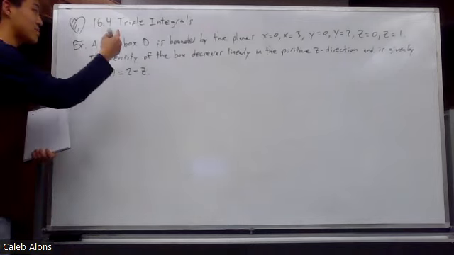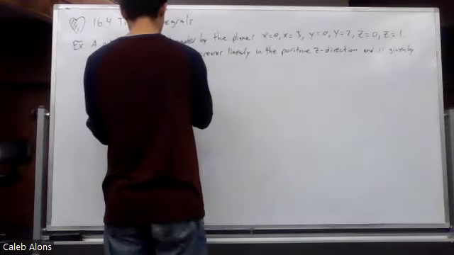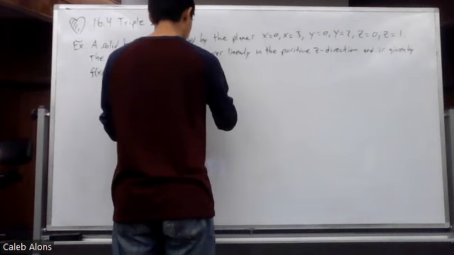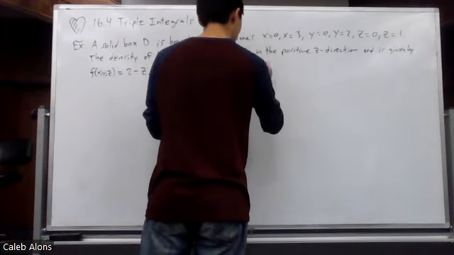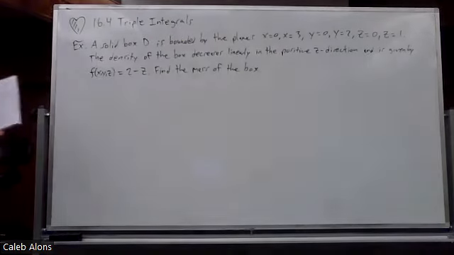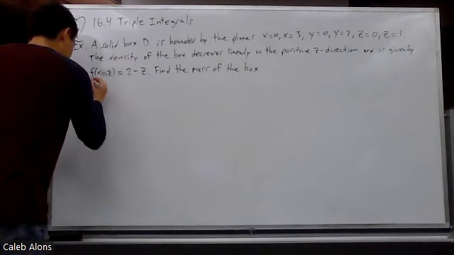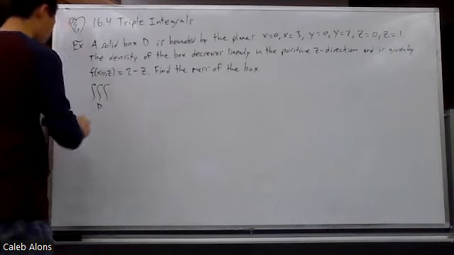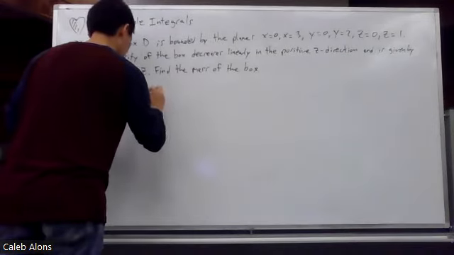And so we can find the mass of the box through integration. So find the mass of the box. Okay, so mass, we're going to sum up all of the density over the region. Our triple integral over region D of f(x, y, z) dV.